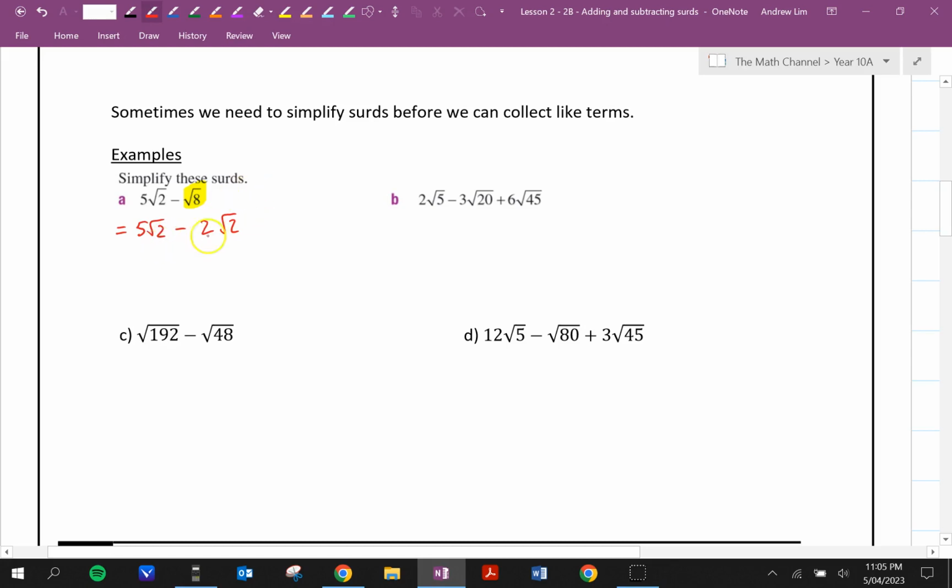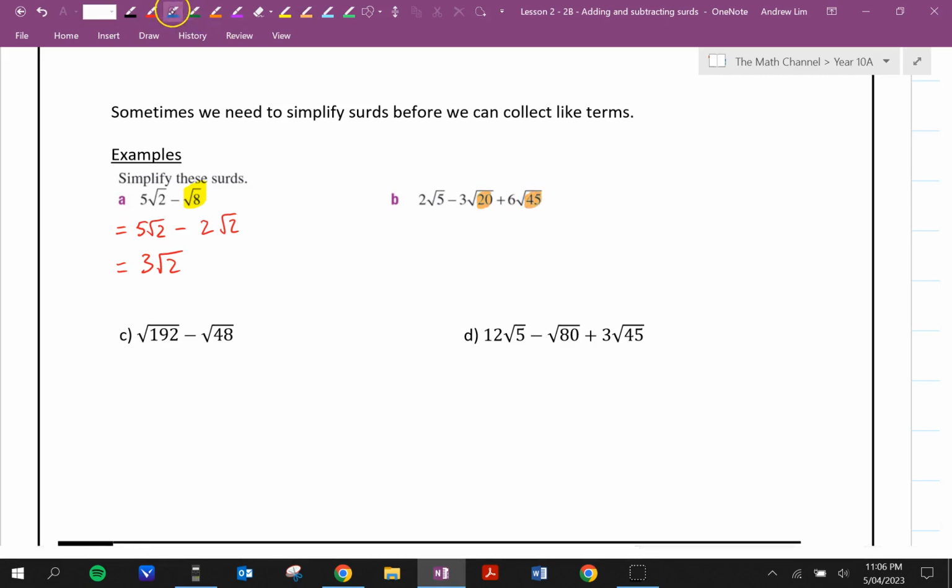And now we can see, oh, like terms. 5x minus 2x is 3x. It's just not x, it's root 2. In question B here, we've got 2 root 5 minus 3 root 20 plus 6 root 45. You might be tempted to think, oh, we can't do anything with this. There's no like terms, but we can simplify 20 and 45.